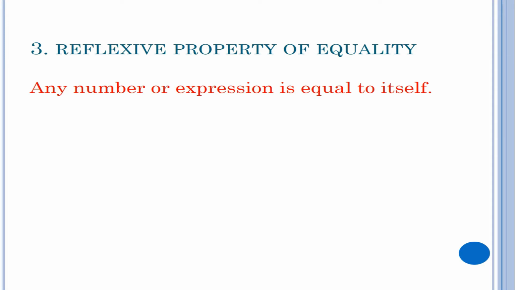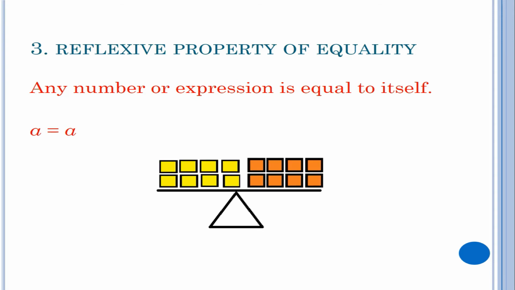And then we also have the reflexive property of equality. Any number or expression is equal to itself. So we have A equals A. In our example, we have 8 yellow boxes on the left side and 8 orange boxes on the right side, which is 8 equals 8.